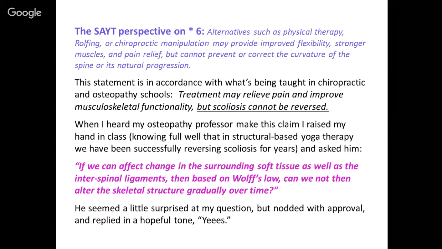So when I heard my current osteopathy professor make this claim, I raised my hand in class, knowing full well that in structural-based yoga therapy, we've been successfully reversing scoliosis for years. I didn't say that to him because I know they don't know about this. And I asked him, if we can affect change in the surrounding soft tissue as well as the interspinal ligaments, this is osteopathically speaking, then based on Wolff's law, can we not then alter the skeletal structure gradually over time? He seemed a little surprised at my question, but he nodded with approval and replied in a hopeful tone, yes.